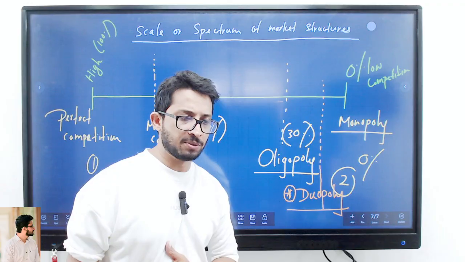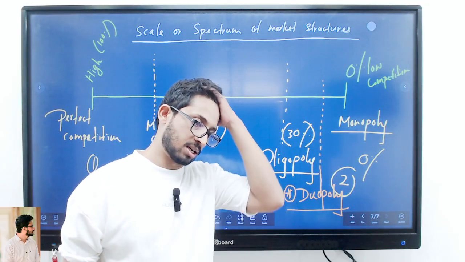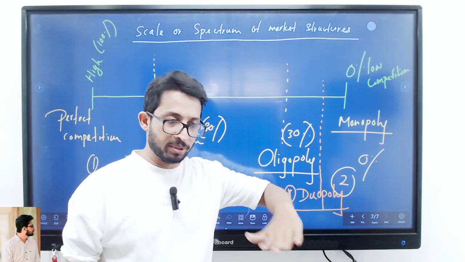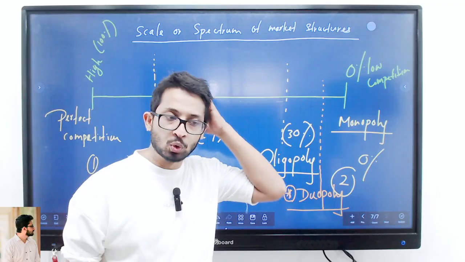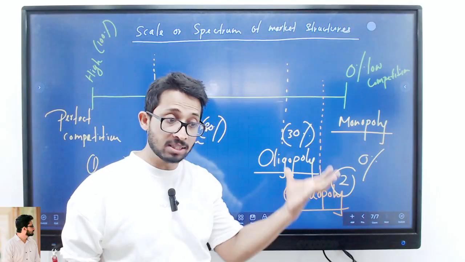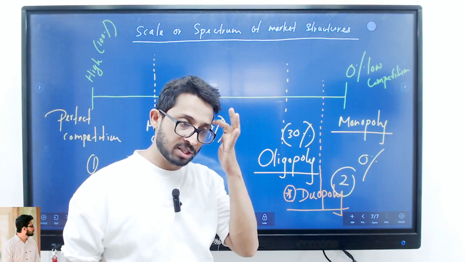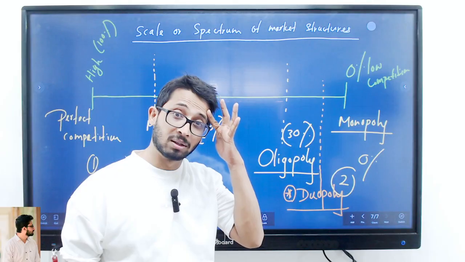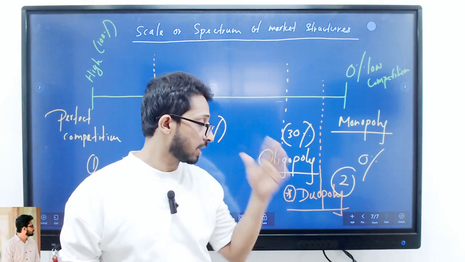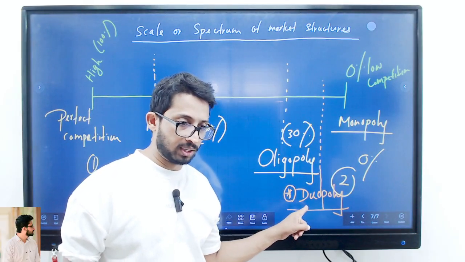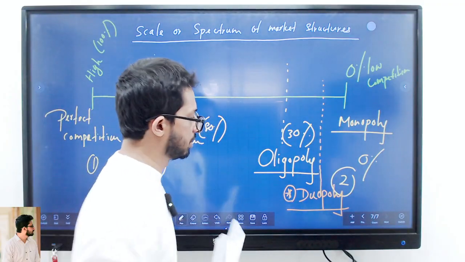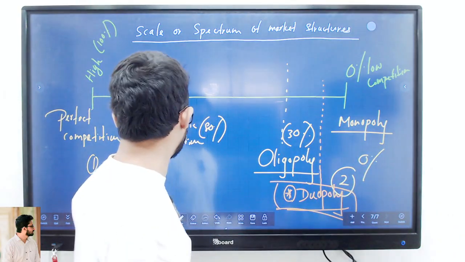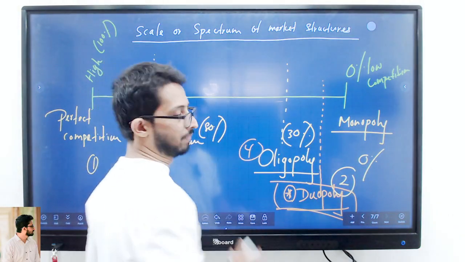In Middle East countries, especially Qatar and Dubai, if I'm not mistaken, the telecommunication market is dominated by only two large telecommunication firms. These are called duopoly. But at your level, we are not going to discuss this part in detail. These are the four market structures that we have to discuss.